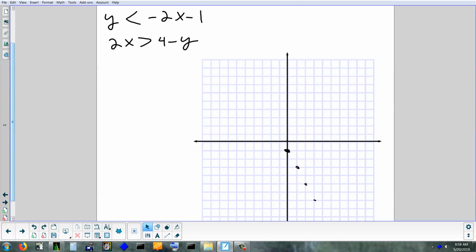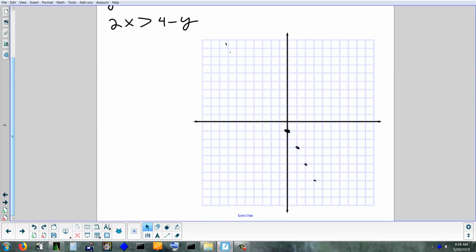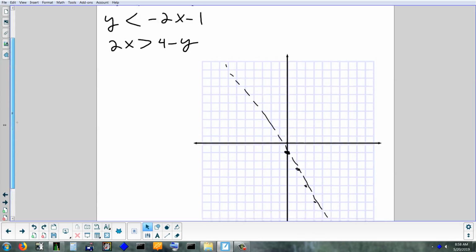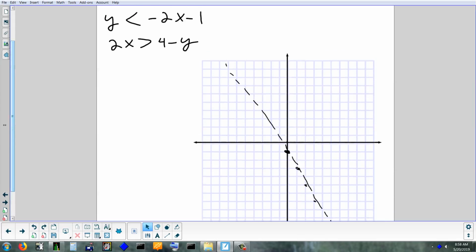Not sure? So he said dotted line. How can anybody tell me why dotted? Why not solid? It's not a line under the inequality. Right, there's no line under the inequality. So I'm just going to draw this one by hand. It should look dotted. Alright, now what?